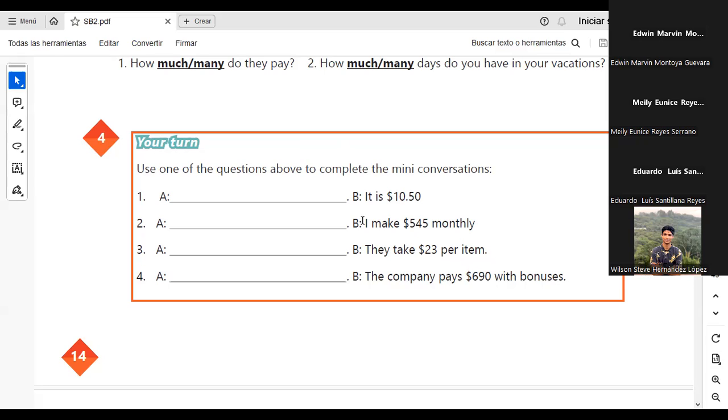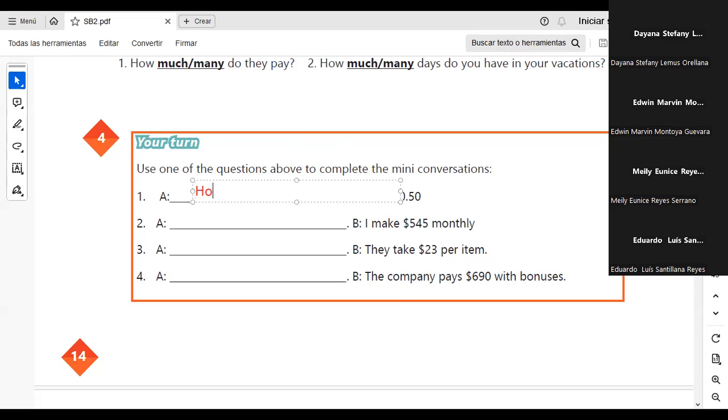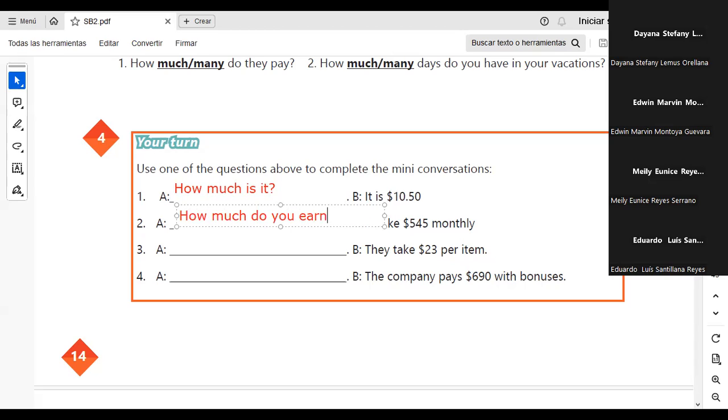Ready, everybody? Are you ready? Yes. Okay, tell me, what are the questions in the number one? How much is it? Exactly. How much is it? The number two? How much do you earn monthly? Exactly.